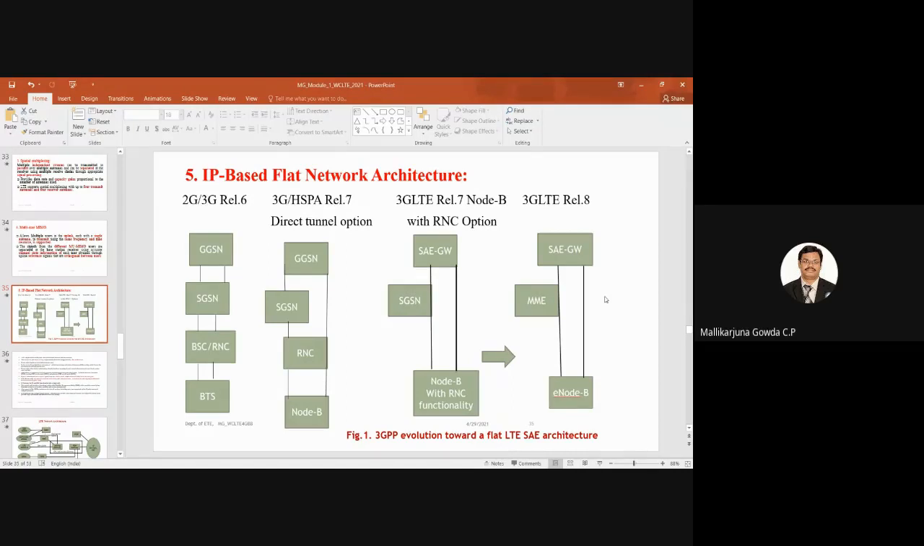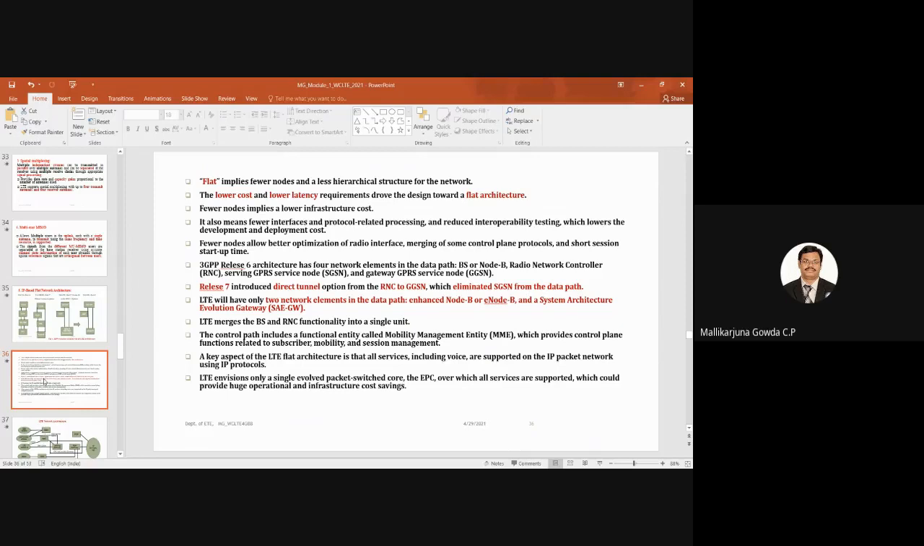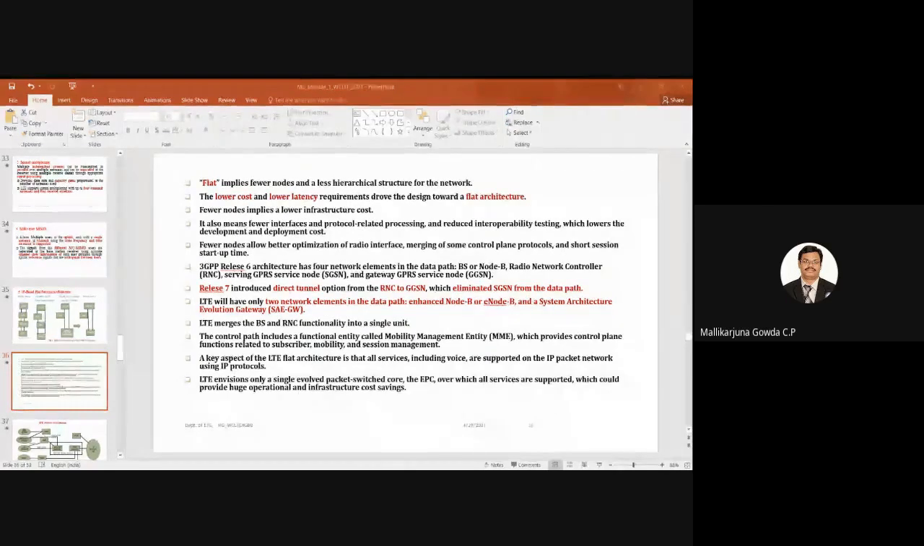I hope you understand what a circuit switched system is and what a packet switched system is. Have you studied anywhere about these two things? Hello. Hope you understand what we mean by circuit switched system and packet switched system.